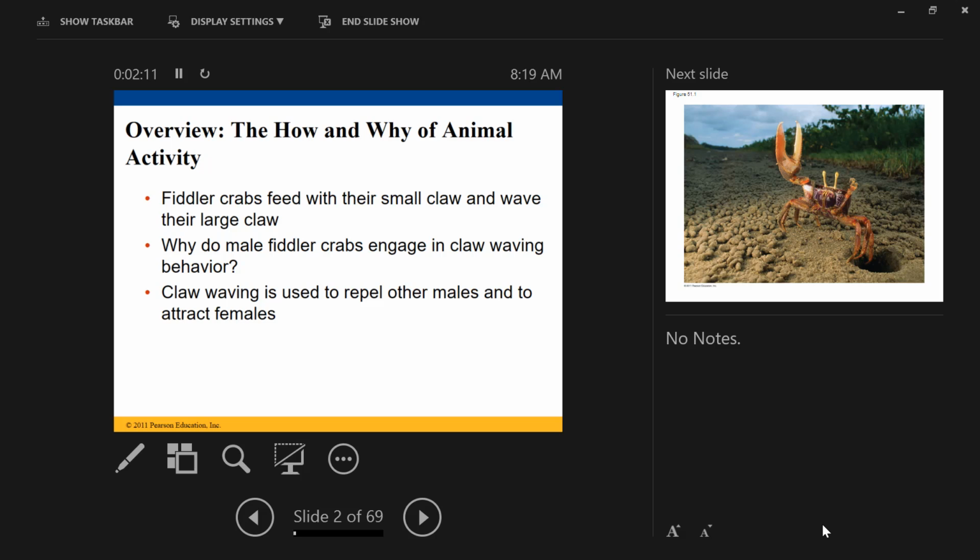And so then you come up with a hypothesis, an answer to that question. And what are some key aspects of this hypothesis? Claw waving is used to repel other males and to attract females. What are some key characteristics of that hypothesis? What do you notice right away? Yeah. There are two parts of it, okay? So it's a two-part hypothesis, yeah.